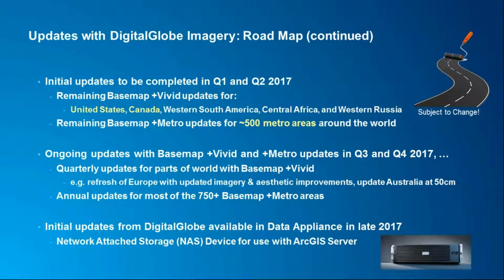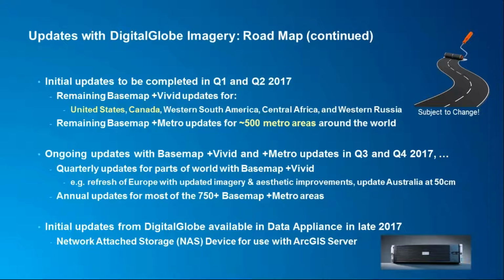And then in addition to that, we'll be completing the deployment of the remaining Basemap plus Metro areas for about 500 more metro areas around the world. We're doing the update of the United States in Q1 of next year in large part because in addition to these updates from DigitalGlobe, we're also processing many other updates that we have from community sources for the United States. So those will be blended into a single large update for the United States in Q1 of next year.